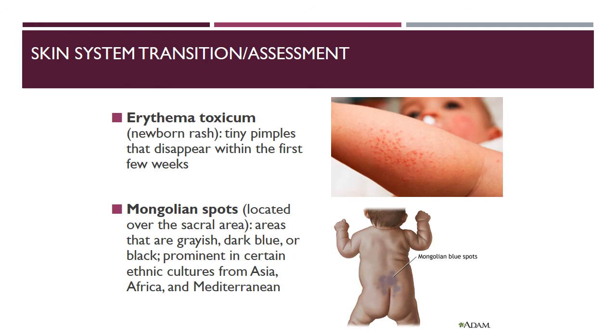Next, we have the skin assessment transition. And I guess there's not so much a transition as just some things you need to be aware of. So the first one is erythema toxicum, and that's a newborn rash. You may see newborns with these tiny pimples that disappear within the first few weeks, and that's a common rash. It's called erythema toxicum. So know what that is, know what that stands for.